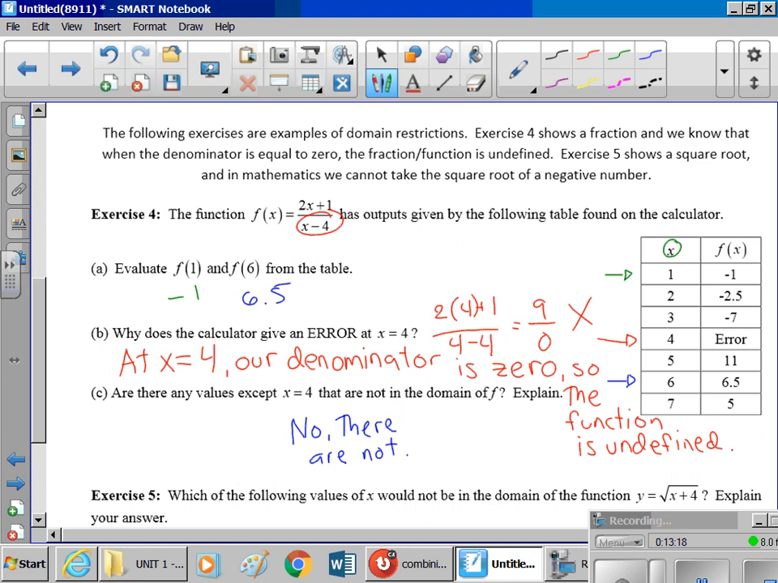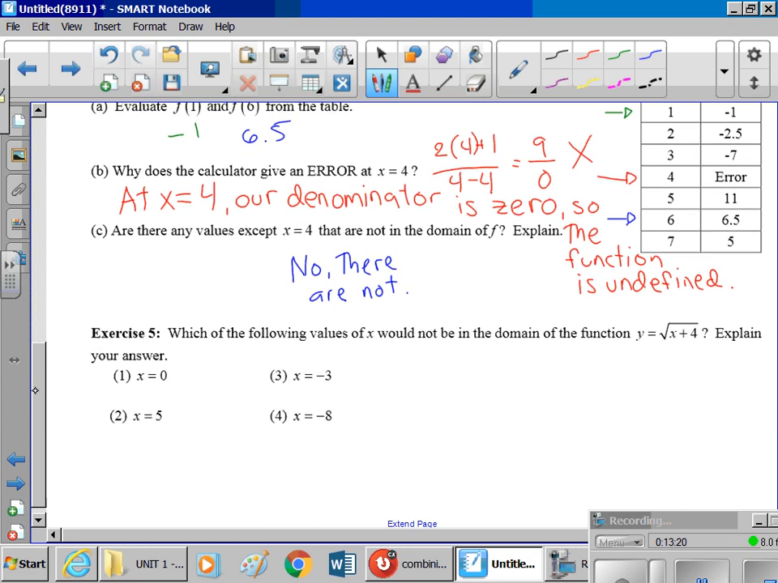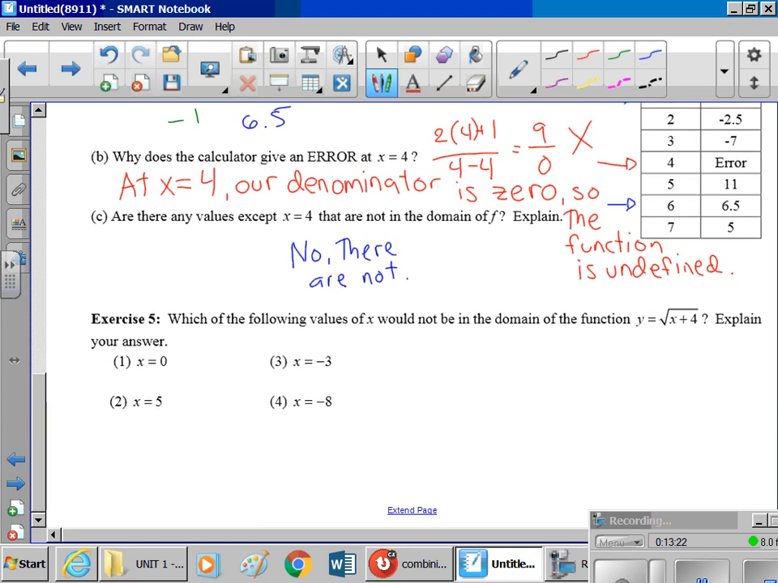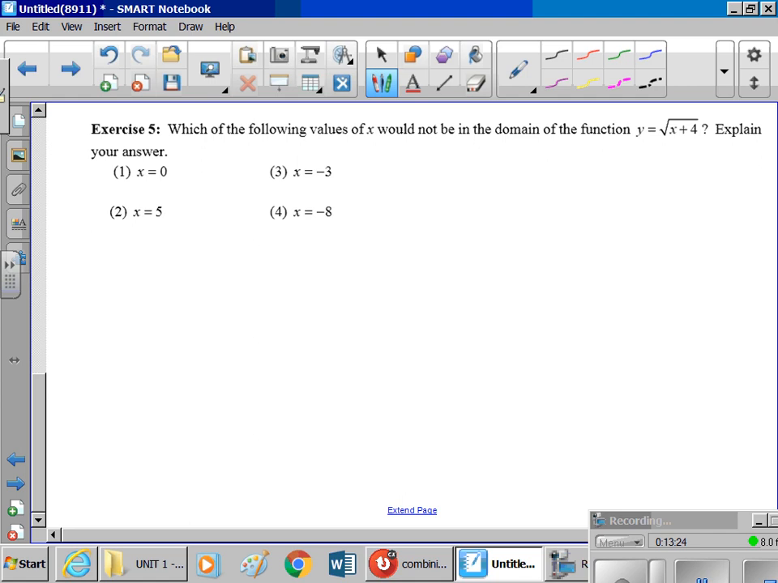Okay, let's move down. Exercise 5. All right, which of the following values of x would not be in the domain of the function y equals the square root of x plus 4, and explain your answer. So this isn't just a multiple choice, it tells you to explain.